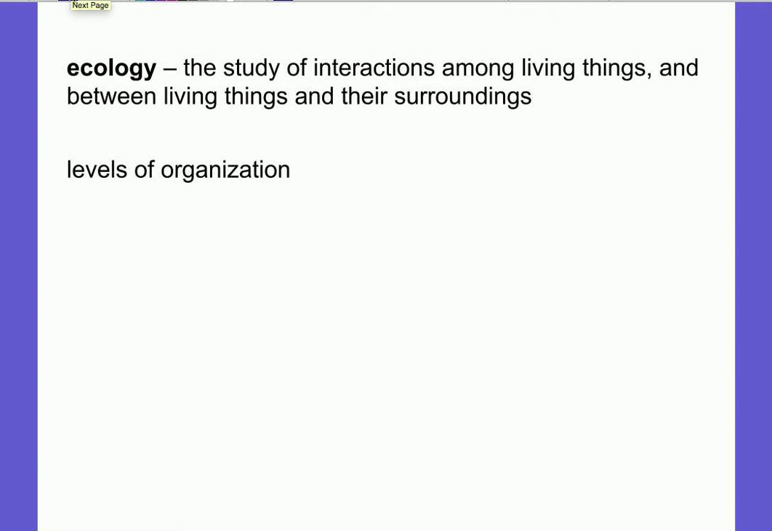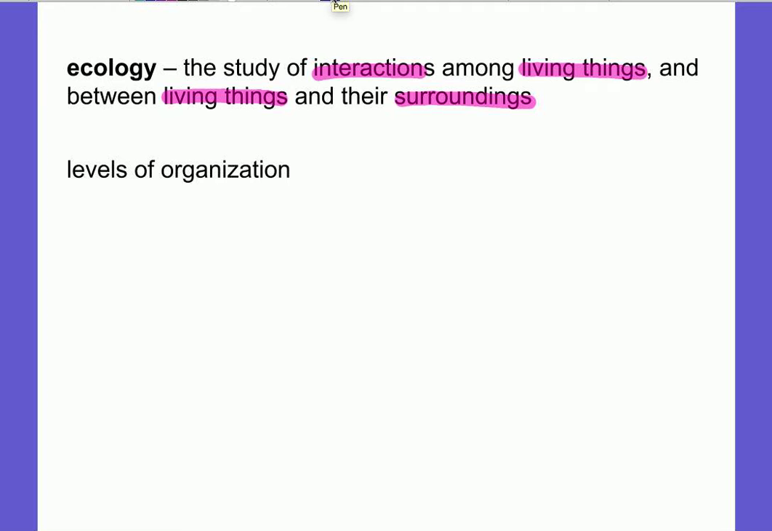So first off, ecology is the study of interactions among living things and between living things and their surroundings. So all we're talking about again are relationships. How do living things interact with each other, but also how do those living things interact with their surroundings? That's what ecology is in a nutshell.